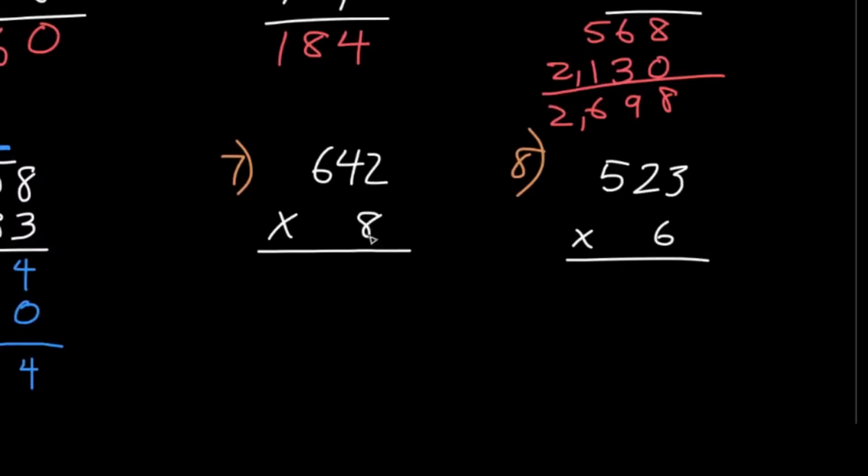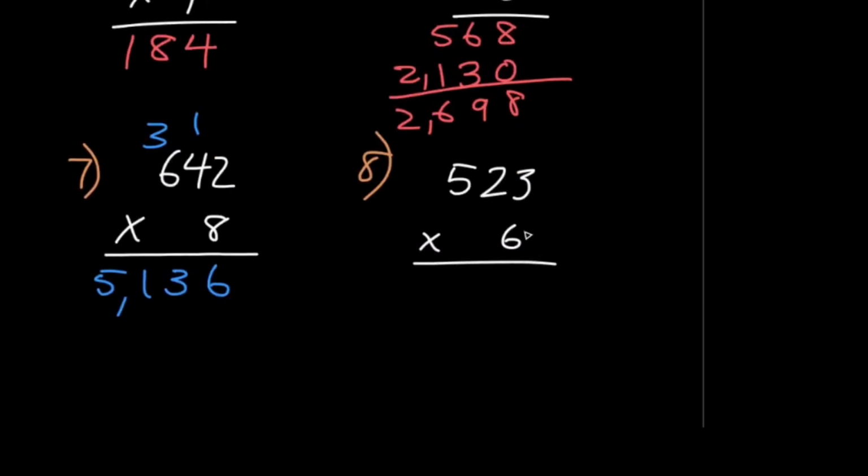We're back to multiplying by a single digit down here. So let's do 8 times 2, 16, carry the 1. 8 times 4 is 32, plus 1 is 33. Let's make that a nicer 3. 8 times 6 is 48, plus 3 is 51. So the result is 5,136.